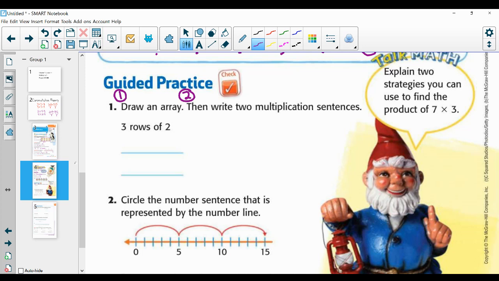So for 3 rows of 2, draw an array for 3 rows of 2. Pause the video while you do that. Okay, so I'm going to do my special way to do arrays so that I get the right number of things in each row. So 3 rows, 1, 2, 3. I'm going to put 2 in each row. Now, I want you to write your 2 number sentences. Pause the video until you're done writing the answer.